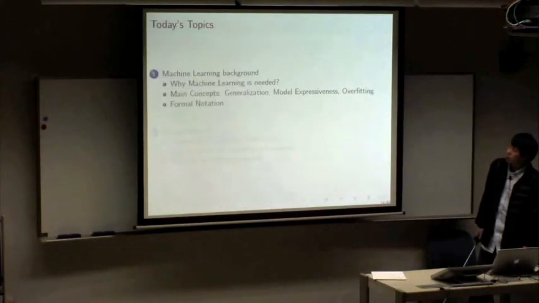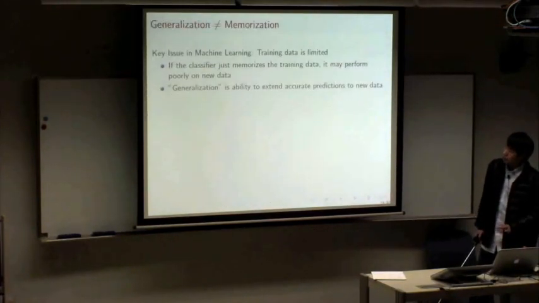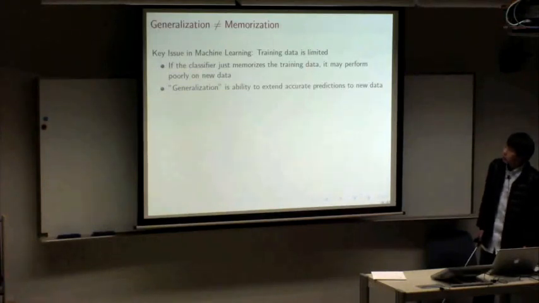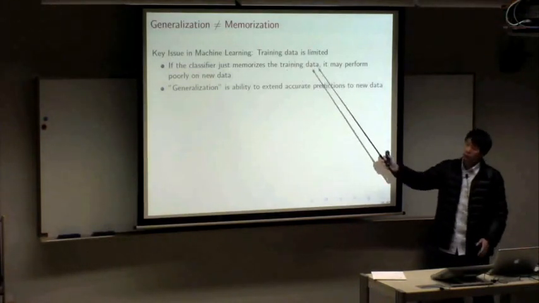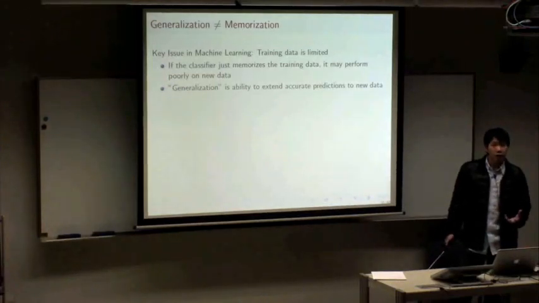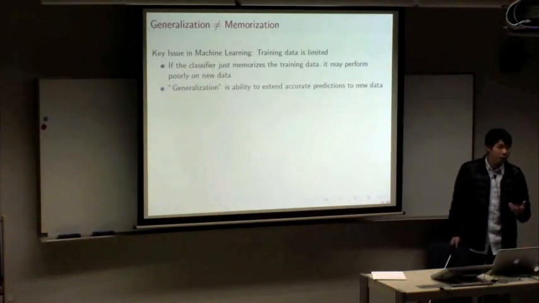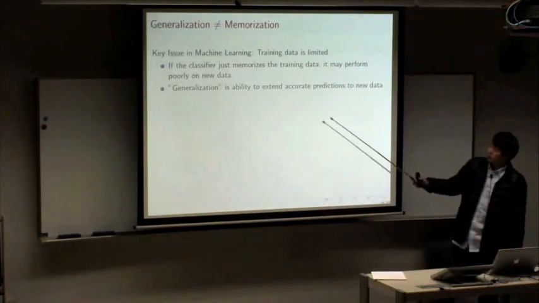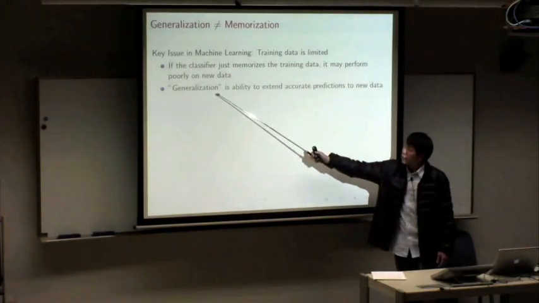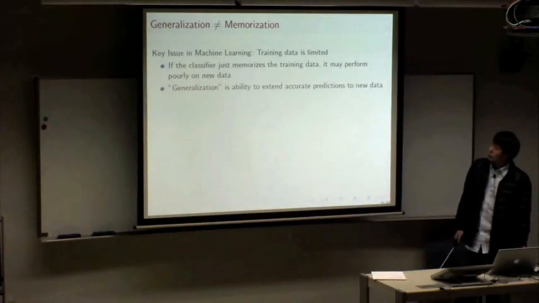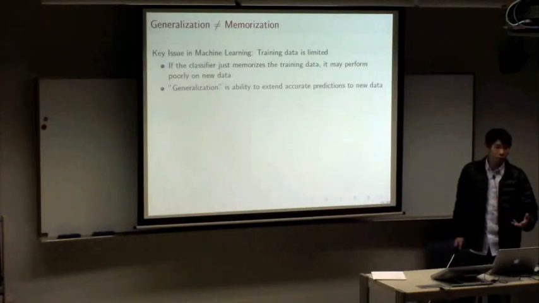Okay. So that's the main idea, but there are several important concepts we need to worry about. One is generalization. The key issue in machine learning is that we have training data, but our training data is always limited. So if the classifier just memorizes this training data, there's a chance that it may not perform well on new data. The ability to perform well on new data that it hasn't seen before is called generalization. You can think of this as when you learn some new material.